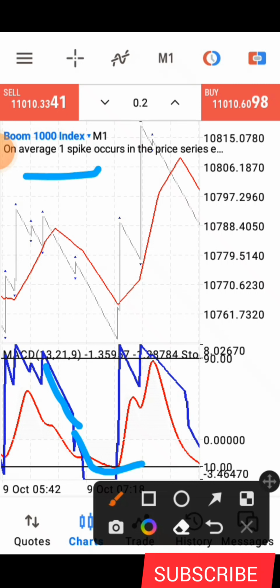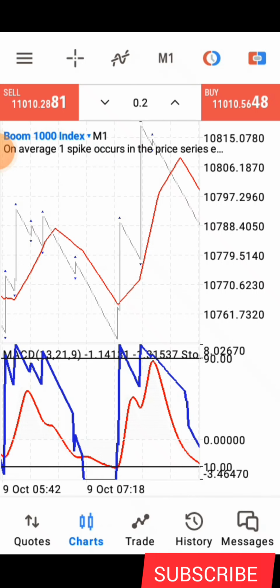We are on Boom right now, so we are buying. You apply the opposite on Crash. You know how these things work. So now your first condition has been met. What you wait for now is a spike. You wait for a spike to occur.